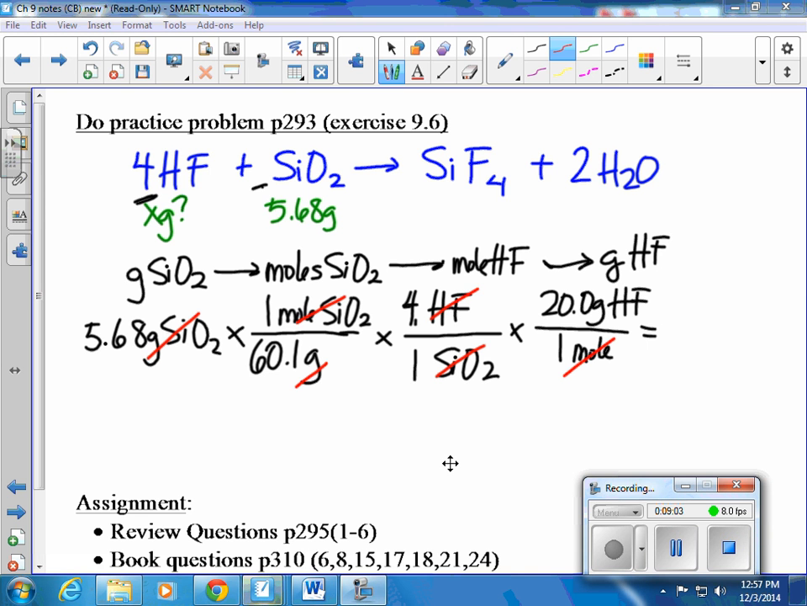So you need to grab your calculator now, and you're going to take 5.68 times 4 times 20, and then divide it by 60.1. Can't forget about our significant figures, so when I go back and look, I have 5.68, which is 3 significant figures, so my answer is 7.56 grams of hydrogen fluoride.